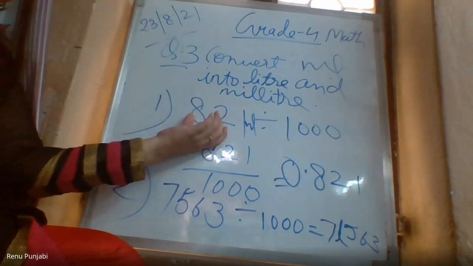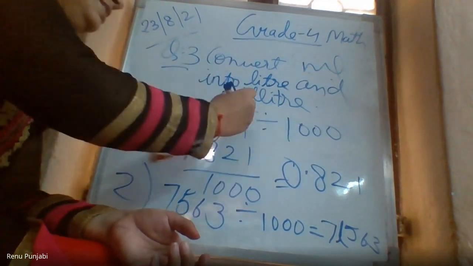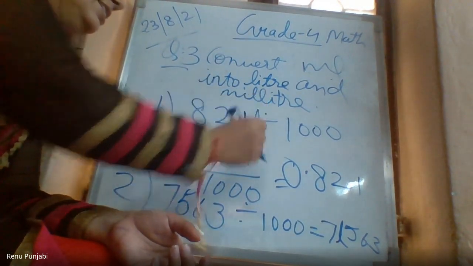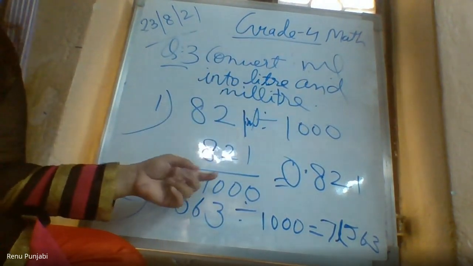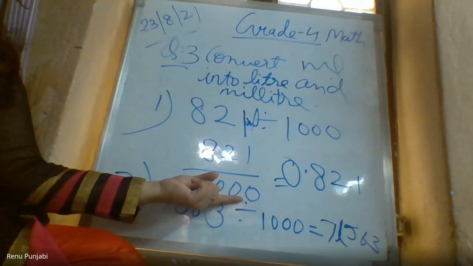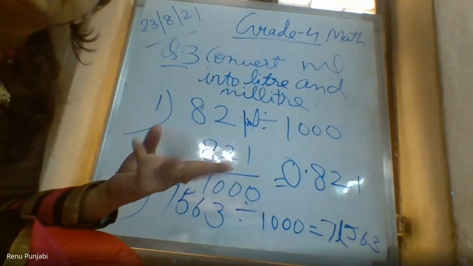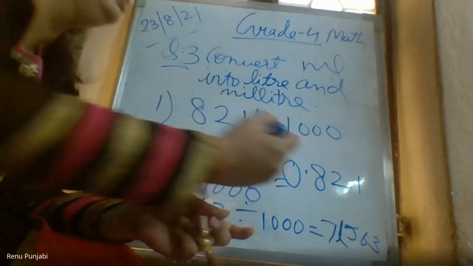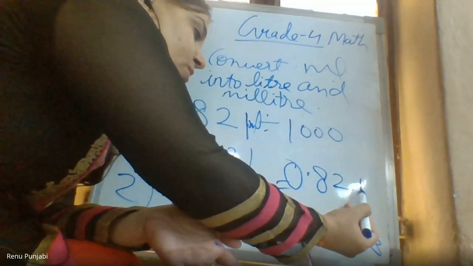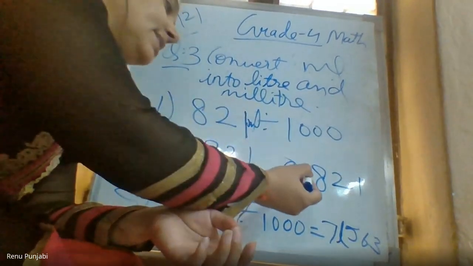Convert milliliter into liter and milliliter. So now you have only three digits, right? 821. This is in the milliliter. When you are dividing the milliliter by 1000, see the number of zeros in the 1000. 1, 2, 3 zeros are there. How many zeros are there? 3. So in the milliliter, count the three digits from the back and put the decimal. 1, 2, 3. Put a decimal or a point. And nothing is there before the decimal, so 0.0.